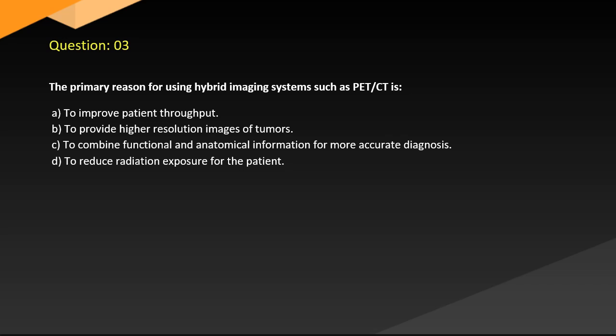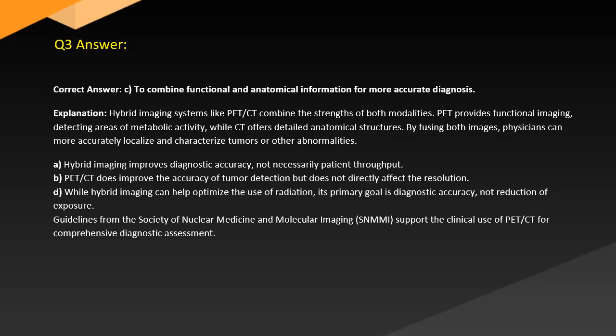Question 3. The primary reason for using hybrid imaging systems such as PET/CT is: A. To improve patient throughput. B. To provide higher resolution images of tumors. C. To combine functional and anatomical information for more accurate diagnosis. D. To reduce radiation exposure for the patient. Answer. Correct answer: C. To combine functional and anatomical information for more accurate diagnosis.